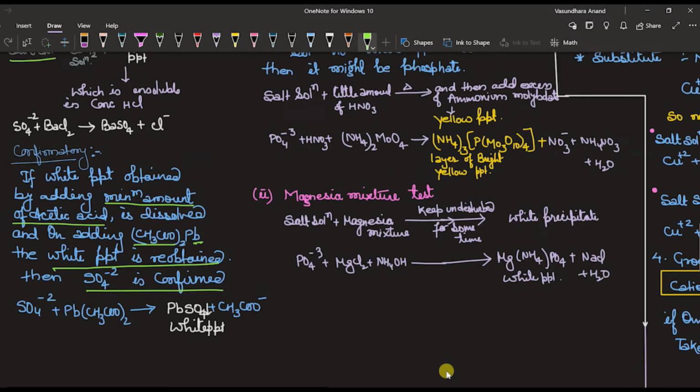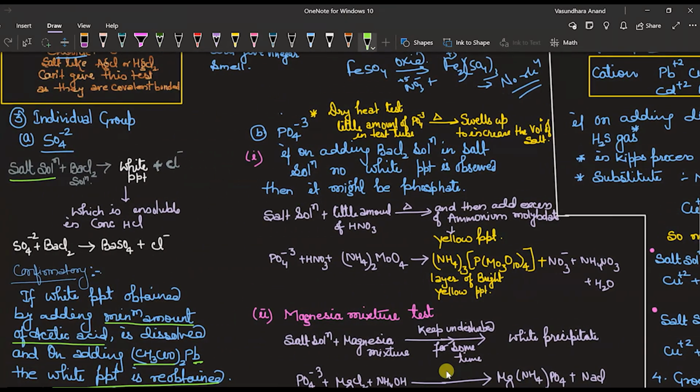Now suppose that on adding barium chloride solution to the salt solution, white ppt is not observed. If we didn't get the white ppt on adding BaCl2 solution to the salt solution, then we will go for the next group, that is phosphate.